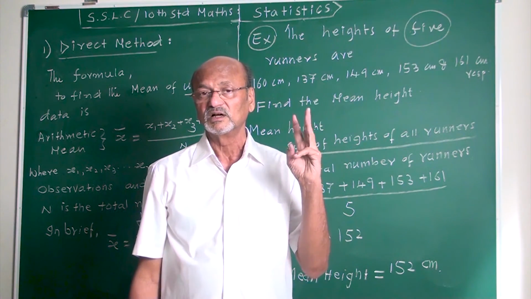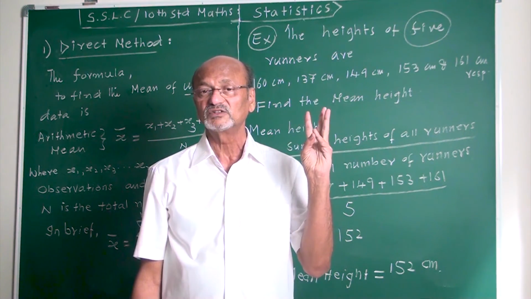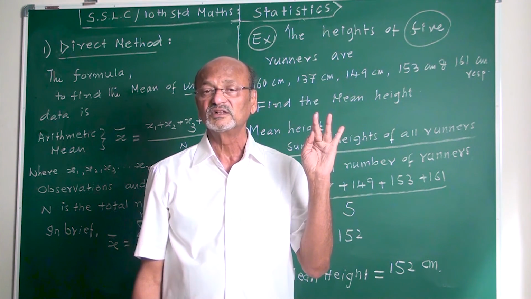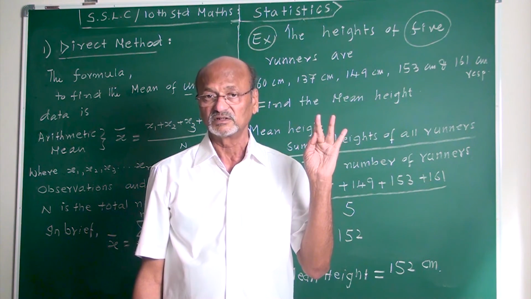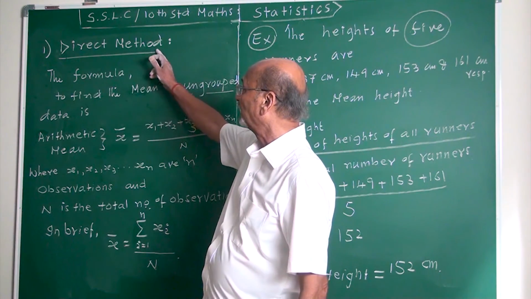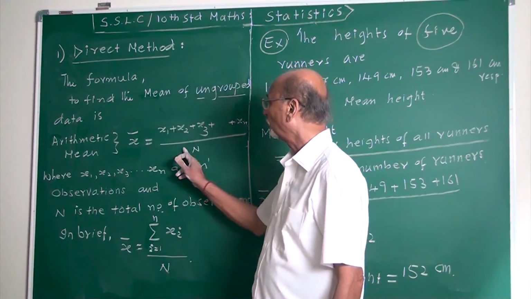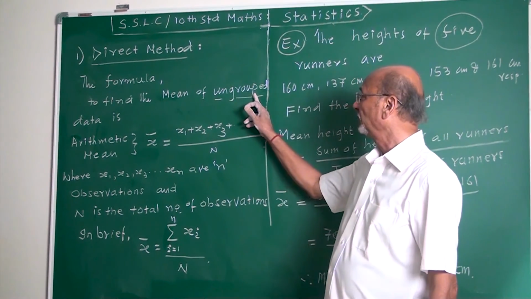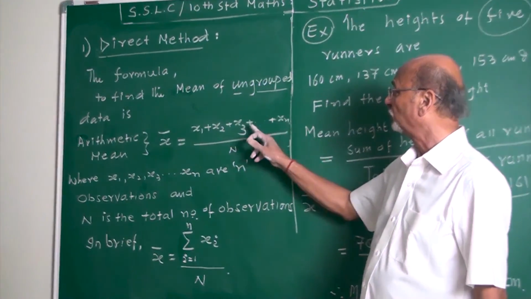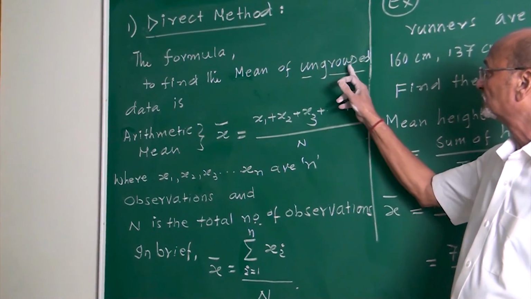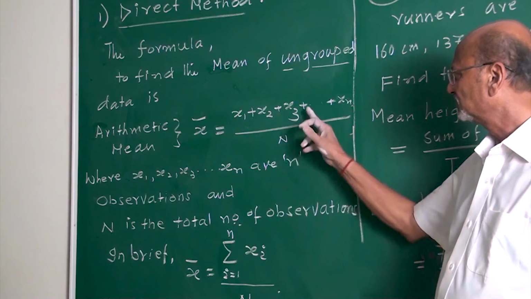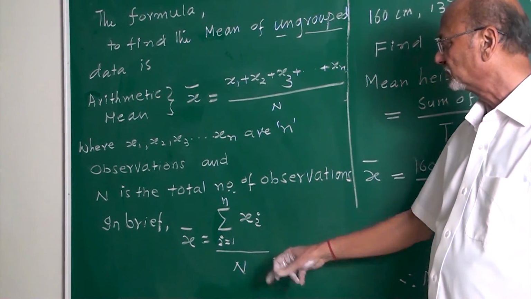About the mean, again there are 3 methods. One is direct method, second is shortcut method, third is step deviation method. Again I have started with one by one. This is the direct method. This is the formula to find the mean of ungrouped data. What is the formula? Add all the observations in the ungrouped data divided by total number of observations. This can be written in brief with the sigma sign.